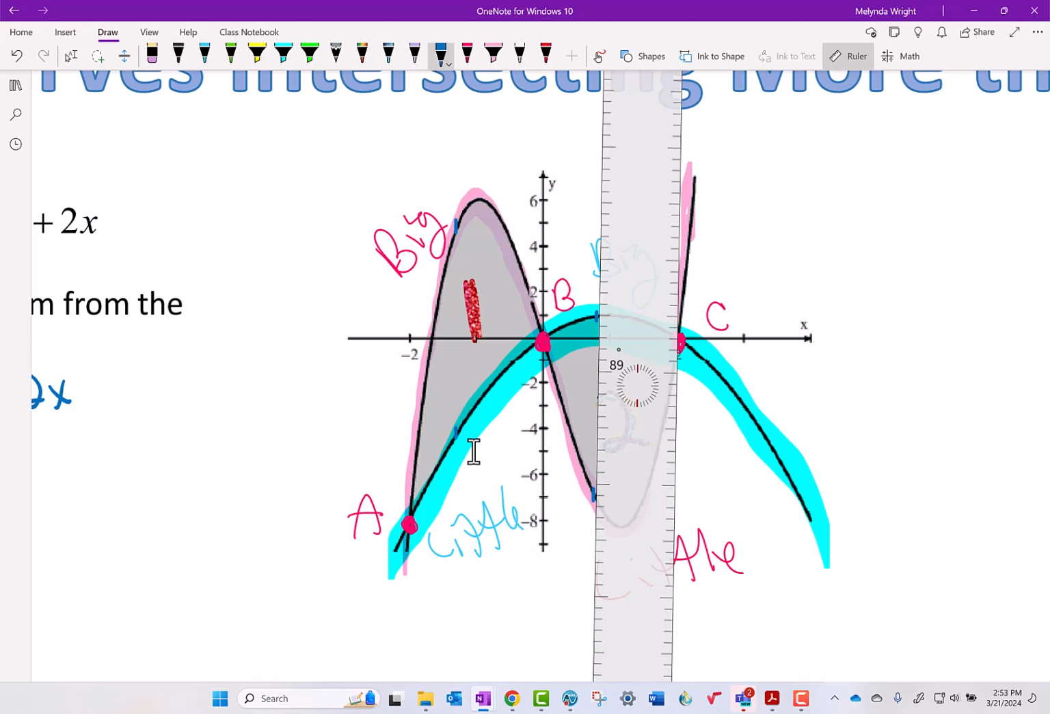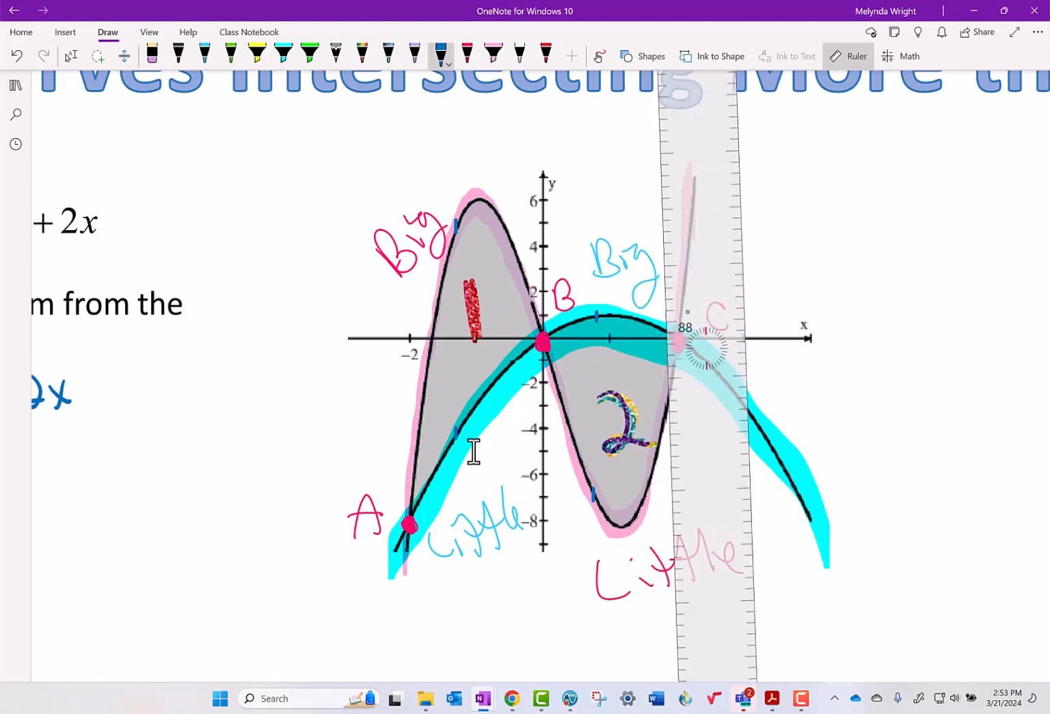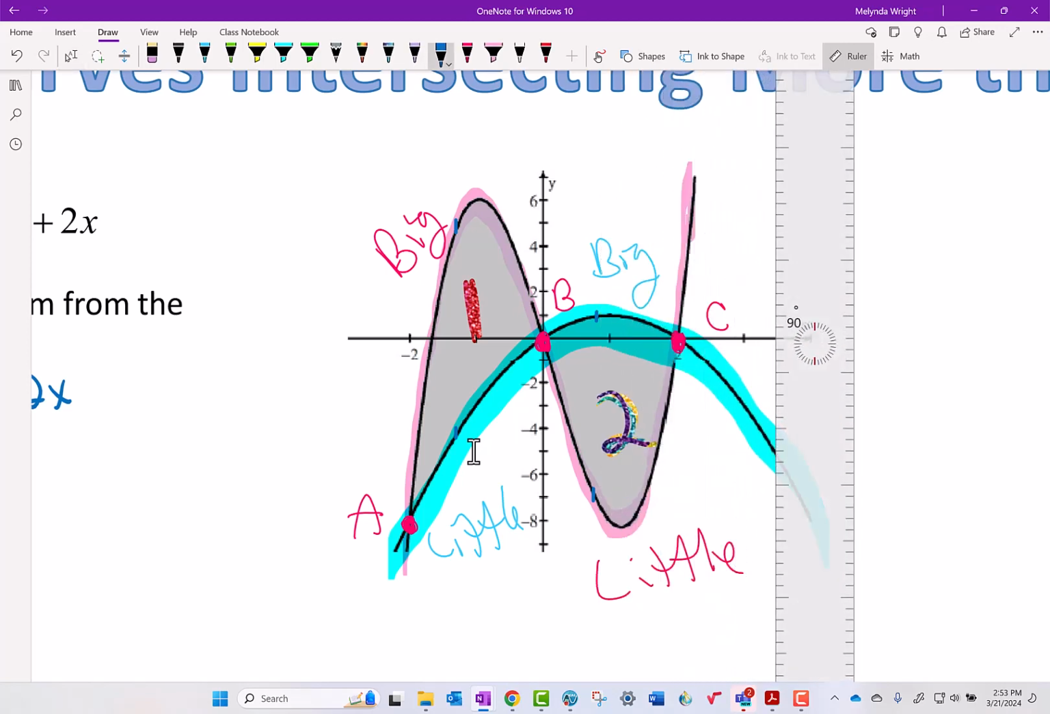Wouldn't that change after the intersection? It does, but that part's not shaded. They don't want us to do that part. That part's unbounded. It's kind of wide open. So that's not the shaded part. Does that make sense? Yeah.